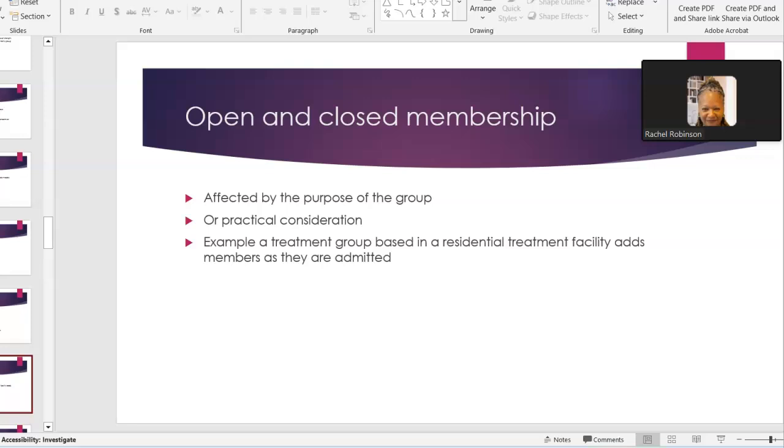Whereas closed membership, and this is what I'm thinking Nancy's going to, it's something that you want to suggest to Nancy. Talk to her about open versus closed group in relation to the purpose of the group. What is the purpose of the group? So the example of a treatment group in a residential treatment facility, and they add members as they're admitted to the facility. So that makes sense that the group is driven by an open conception.